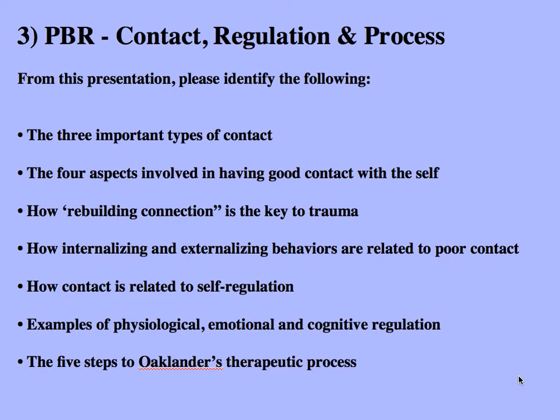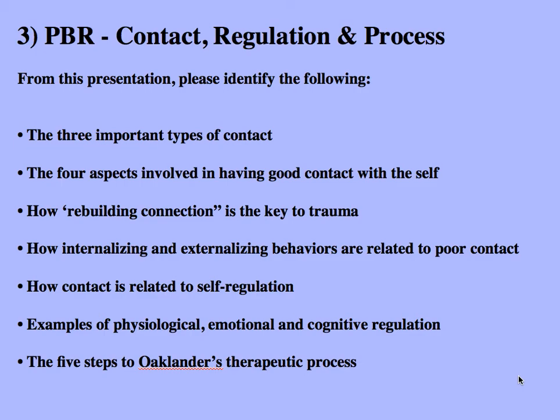Today, I've tried to highlight the following: the 3 important types of contact, the 4 aspects involved in having good contact with the self, senses, body, emotions, intellect, how rebuilding connection is the key to trauma-informed work, how understanding internalizing and externalizing behaviors on a continuum of contact, and what children might need practice in terms of making better contact, whether that's inhibiting more or exhibiting more, and how contact is related to this ongoing process of self-regulation. Probably the most important thing we can help children do is learn to self-regulate.